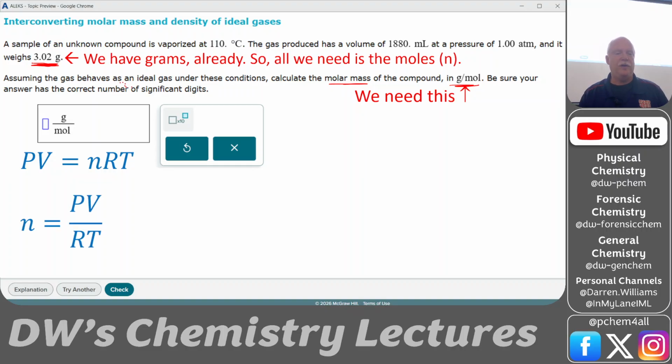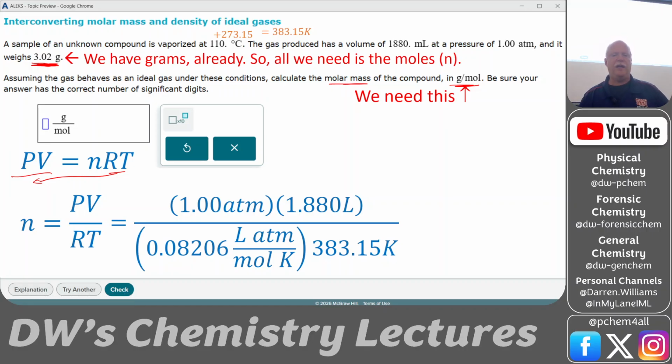And so moving RT over here, this goes down into the bottom on the other side, and V goes into the bottom on this side. Wait, no, I'm sorry. I was solving for P for some strange reason. Okay, no, once I just move RT over to the other side in the denominator, I'm done. So n equals PV over RT. We convert that temperature to Kelvin. So we have 383.15 Kelvin.